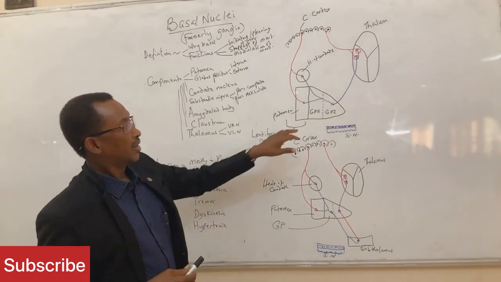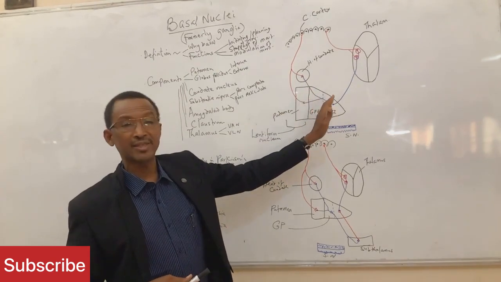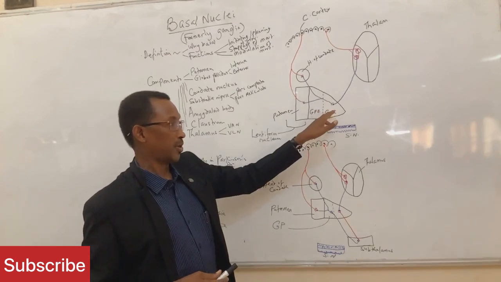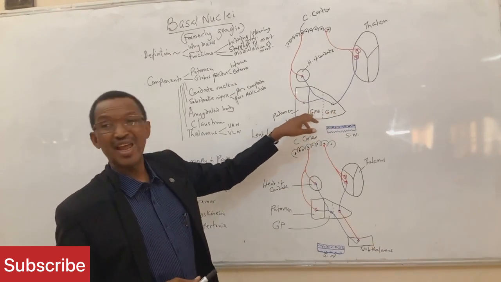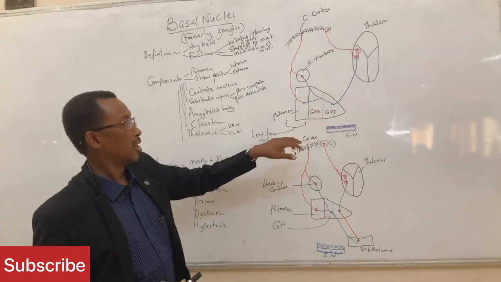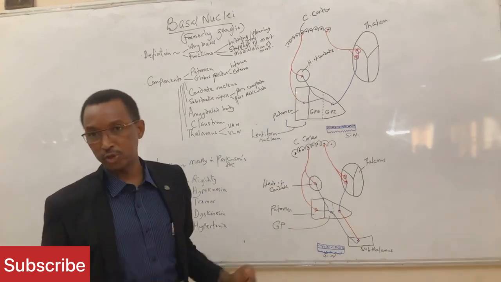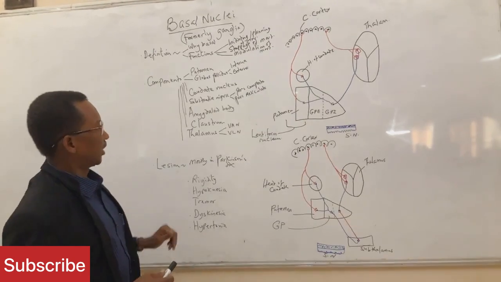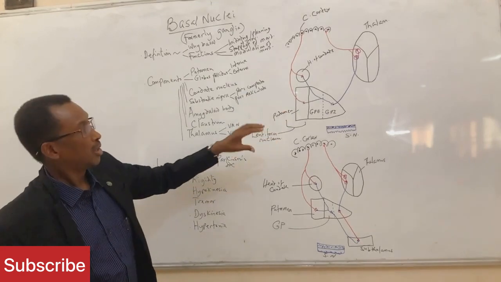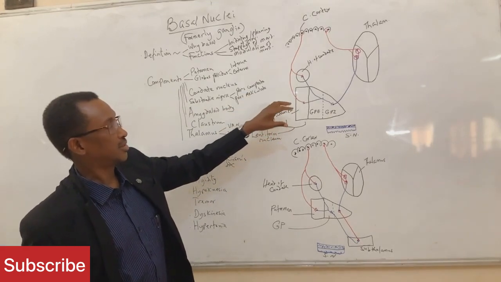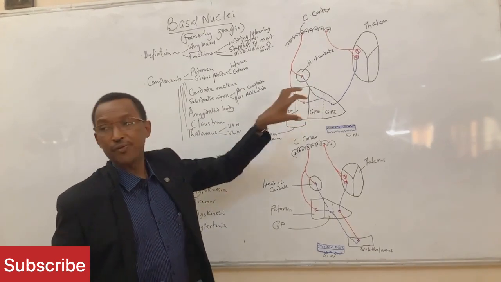Similarly, the globus pallidus is also subdivided by a septum into two parts. That's what we call globus pallidus internus, or interna. We also have globus pallidus externa, or externus. You get it? So we have these two divisions of the globus pallidus. Again, that's what we call corpus striatum. The corpus striatum is a combination of the caudate nucleus plus the lentiform nucleus.